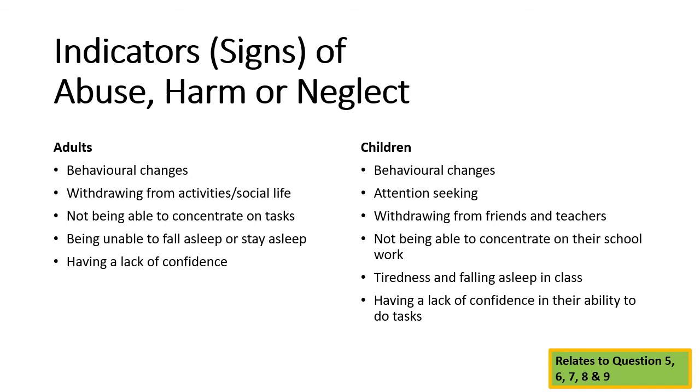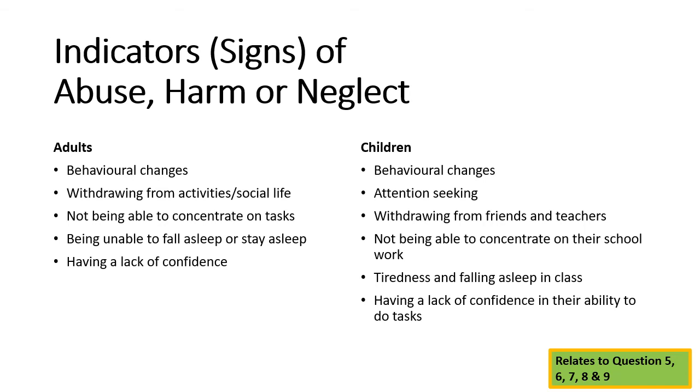So the next few slides relate to question number 5, 6, 7, 8 and 9. And we're going to look at some of the indicators, some of the signs of abuse, harm or neglect. Okay, so you'll see on here there's adults and children. So indicators, signs of abuse for adults, so there may be behavioural changes, they may be withdrawn from activities and social life, not being able to concentrate on tasks, being unable to fall asleep or stay asleep, and having a lack of confidence. So they're all indicators and signs of abuse, harm or neglect.